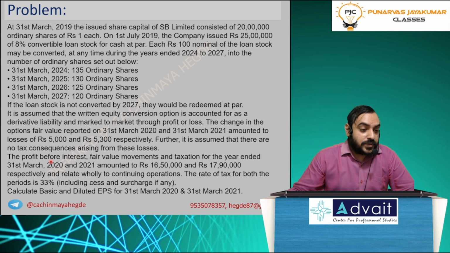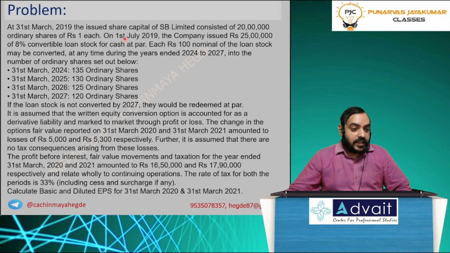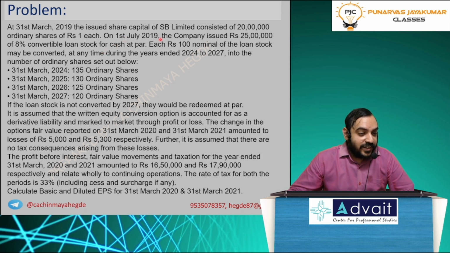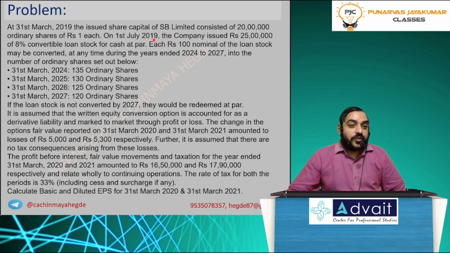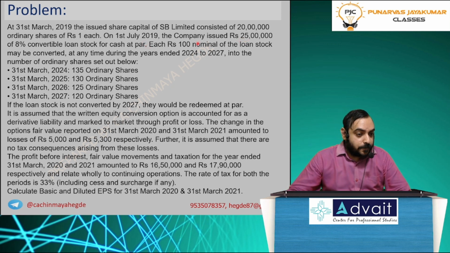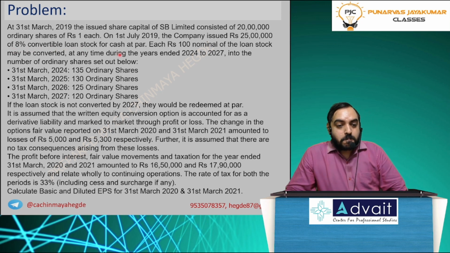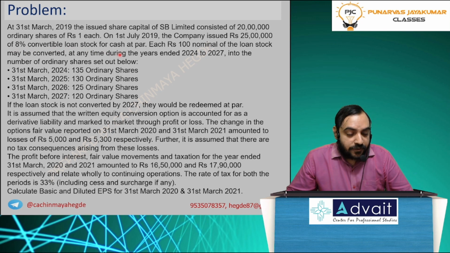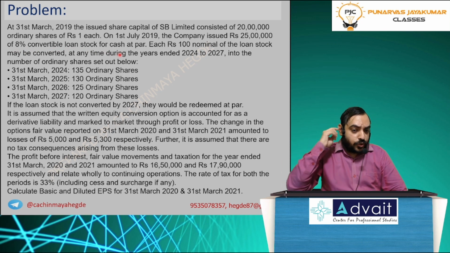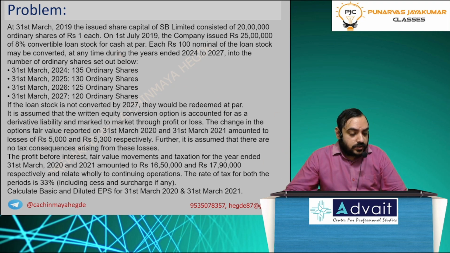And please observe, the loan is issued on 1st of July 2019. So you are going to calculate interest for a period of 9 months from July to 31st of March. So 25 lakh into 8% into 9 by 12 is 1,50,000. And next year you don't have to do into 9 by 12, you can take the full 2 lakh. So that's what they have done.